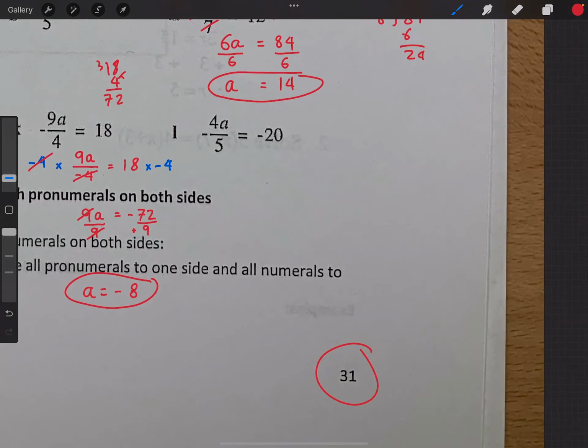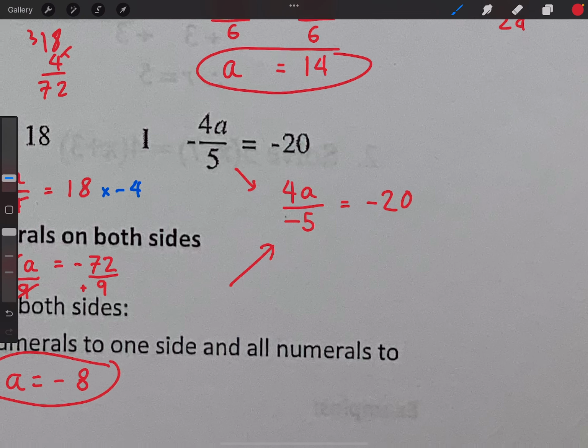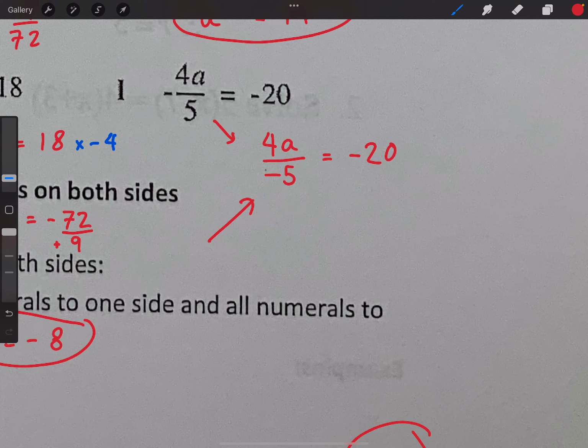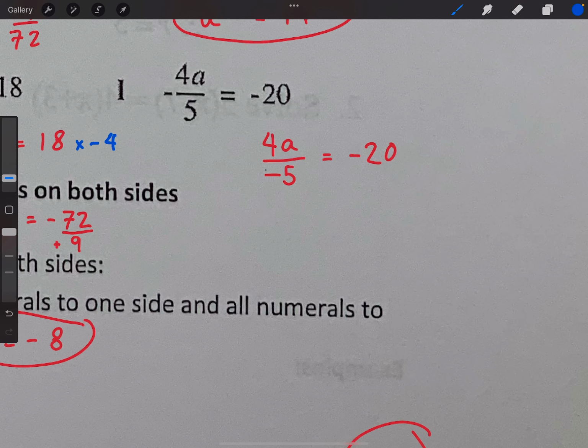Now let's look at question L. Okay, again I'm going to rewrite this question here and write this as 4A divided by minus 5 equal to minus 20. If you don't understand why I could do this, just go back maybe a couple minutes and I explained it in the previous question. Alright, so 4A divided by minus 5. I can get rid of this minus 5 easily, just by multiplying both sides by minus 5.